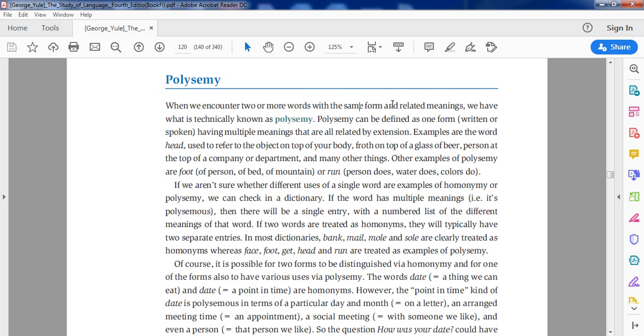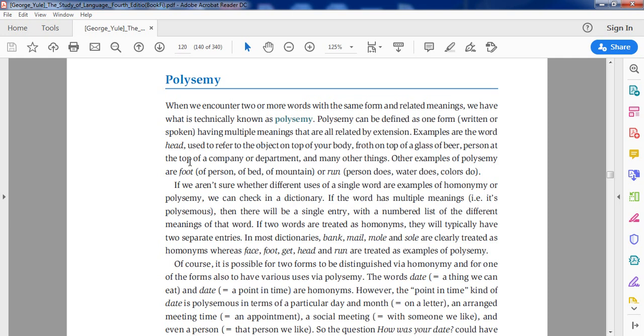We have related meanings. For example, when I say the word head, your head, the body of a human is composed of some parts, and one of those parts is your head. And when I say the head of the university, the president of the university. So there's a relation between the meanings. For example, the head is the top of something. So there's a relation in meaning.